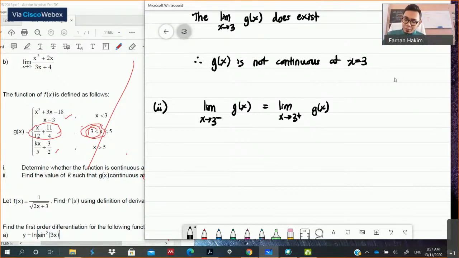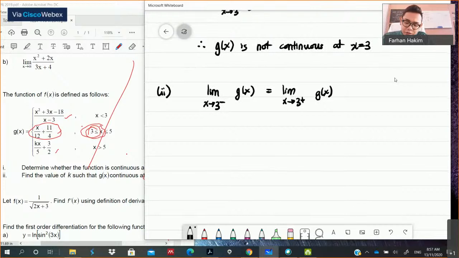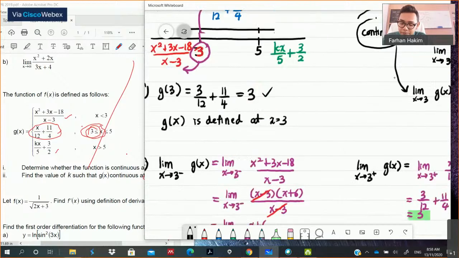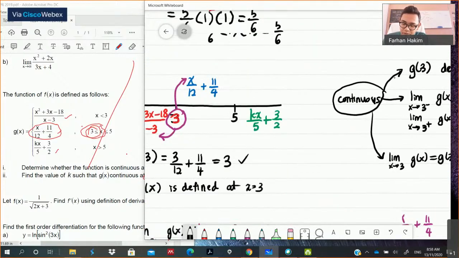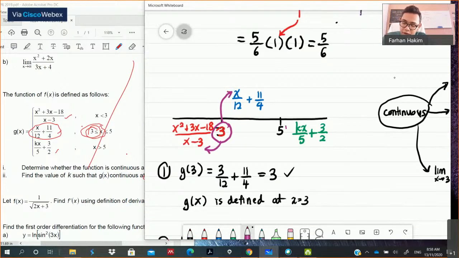I'm sorry, why is it 3? Because we want to check at 5 now. We know that it is continuous at 5, so the limit as x approaches 5 from the left is equal to the limit as x approaches 5 from the right. Look at your function. Look at your number line. This is your 5, and the left of 5 is this one.